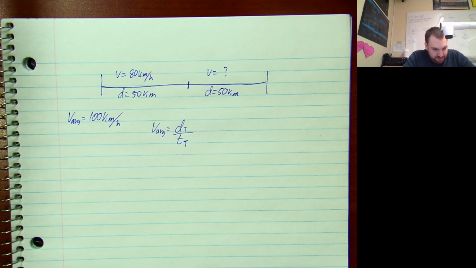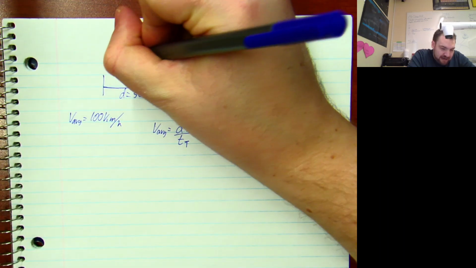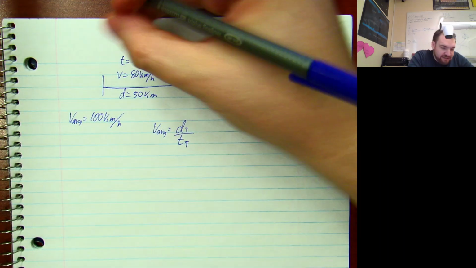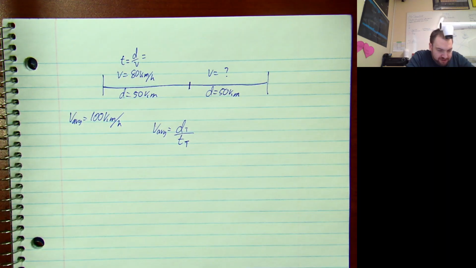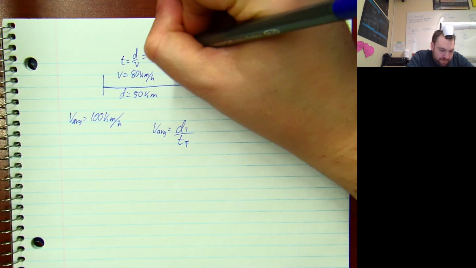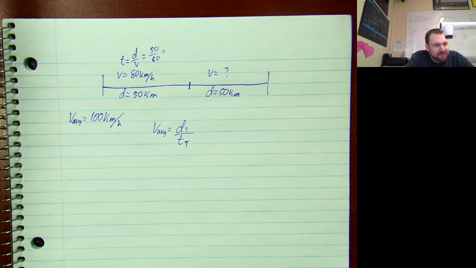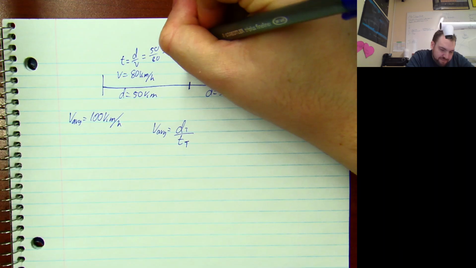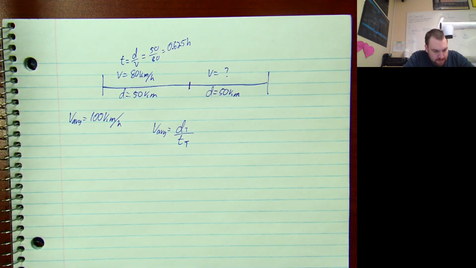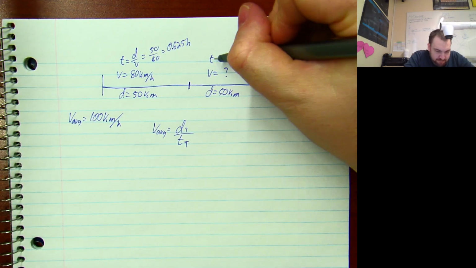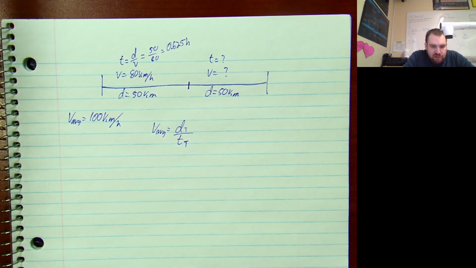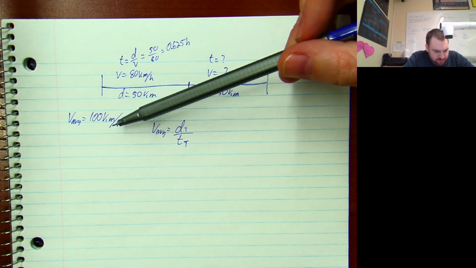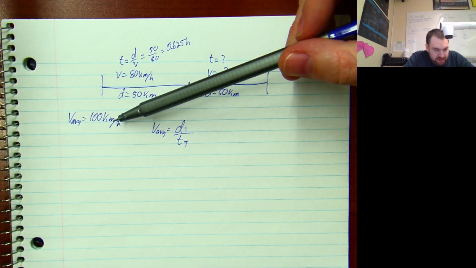So how do we want to go about doing this? I'm not totally sure, so I'm just going to start finding stuff. The time for this chunk, T, is going to be D over V. So it's going to be 50 over 80. Is that 0.625? 50 over 80? 0.625, that's hours. We don't know this length of time. It's not super useful to us. We know we want this to be 100. Interesting.